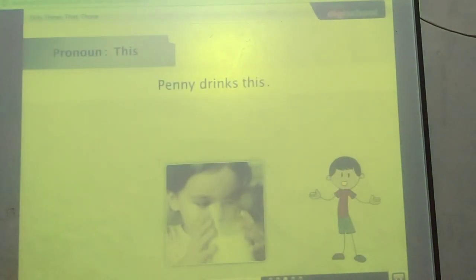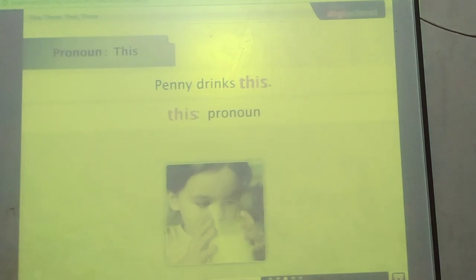Read this sentence. Penny drinks this. Here, the pronoun this is used to point to milk that's near the girl Penny. You can also understand that the pronoun this is used in place of the noun milk in this sentence because of the action word drinks. Remember, this is used to show only one noun that's near you.